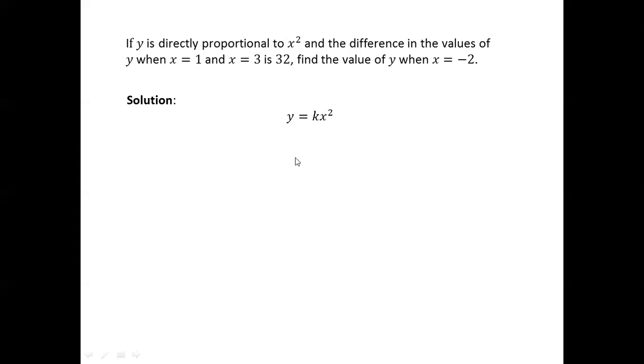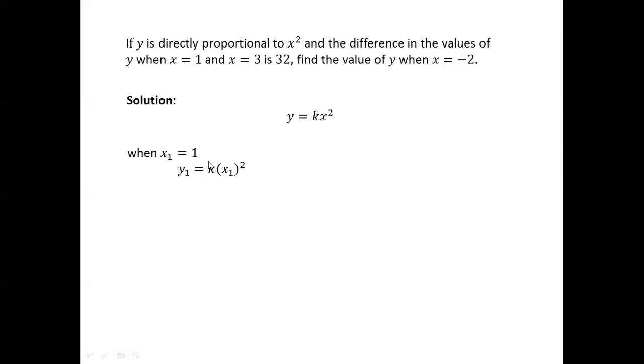Now, notice that we were given two initial values of x. X is equal to 1 and x is equal to 3. Now, to differentiate the two values, let's assign 1 to be our x sub 1 and 3 to be our x sub 2. So we have the following. When x is equal to 1, we make this general equation into this one with the proper subscripts. Since this is x sub 1, the corresponding value will also be y sub 1.